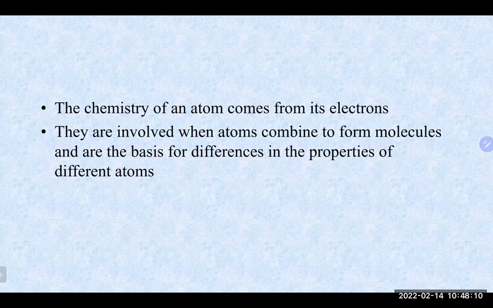And that's why, as we'll talk about in later chapters, those are really the ones that are involved in bonding, because they're out there, far away from the nucleus, not held as tightly, and able to interact with other electrons and participate in bonding. Other questions? Okay.